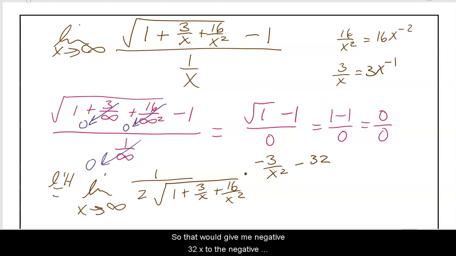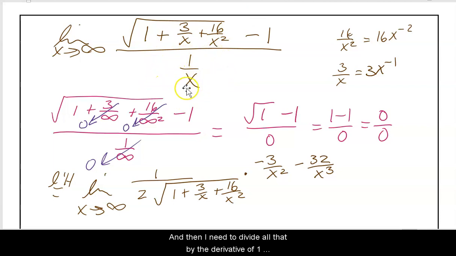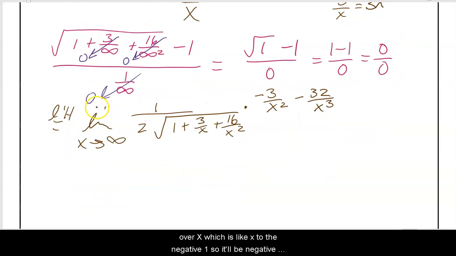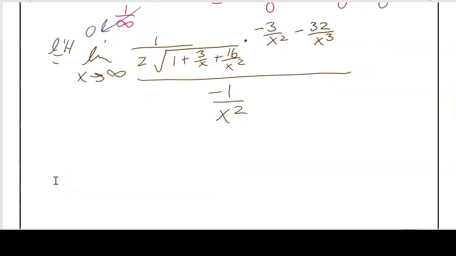So that would give me negative 32x to the negative 3, or negative 32 over x cubed. And then the second term in the numerator was the 1, but the derivative of 1 is 0, so it's gone. And then I need to divide all that by the derivative of 1 over x, which is like x to the negative 1. So it'll be negative 1 over x squared. The next step is to clean all that mess up, which it is a mess. So then I do a lot of algebra.